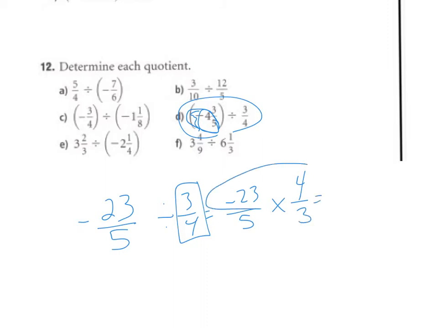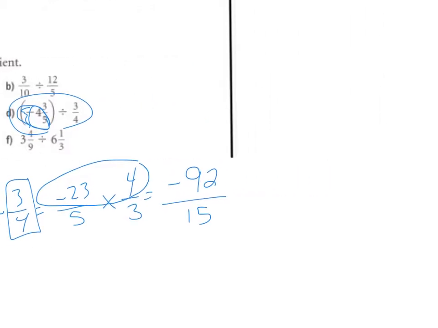I can now multiply the numerators. So a negative and a positive is a negative number. 23 times 4 is 92. And I will divide that by 15. A negative will be my answer. 15 goes in 15, 30, 45, 60, 75, 90. So it goes in 6 times with 2 over 15 left over. And there's my reduced answer.